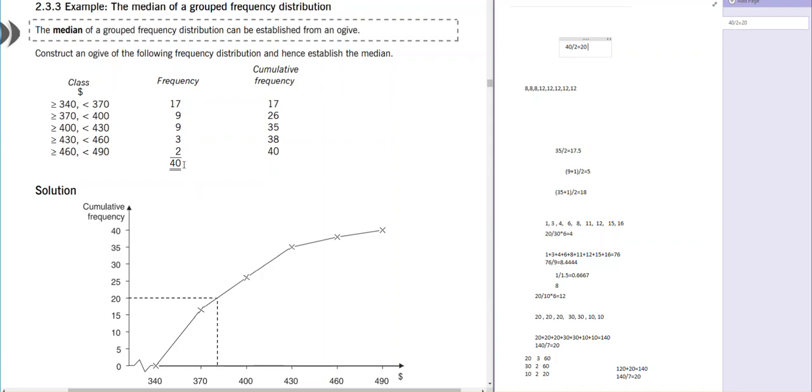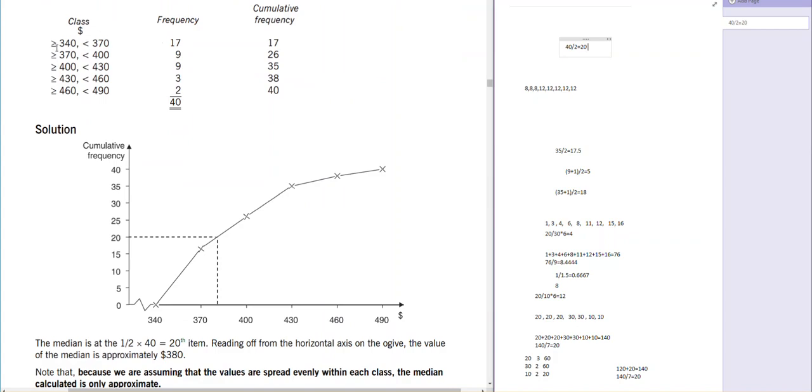Okay, so obviously you have to start from lower to higher. So we have 340 to 370, we have 17 here, and 370 to 400, we have 9 here. We have another 9, 3, and 2. So they have been put on the graph with the frequency. We have 17 here, 370 to 400, another is added. Collectively, it becomes 26. 430 collectively becomes 35.